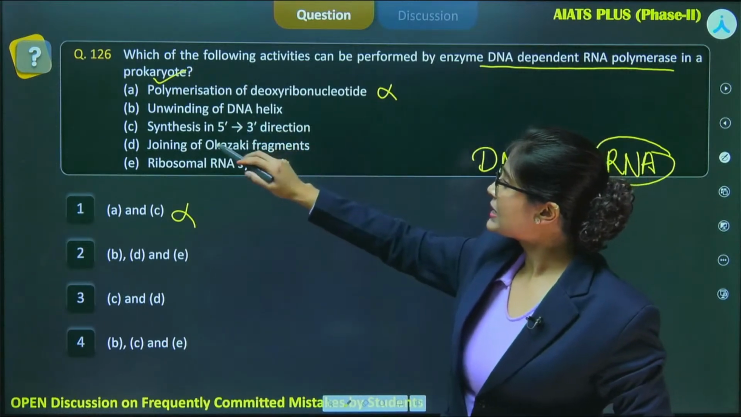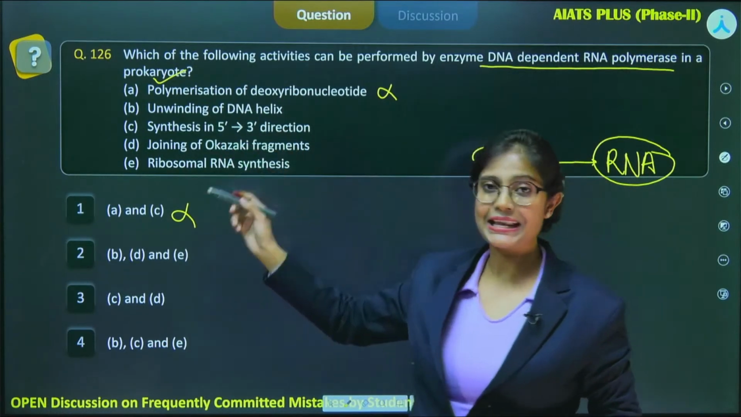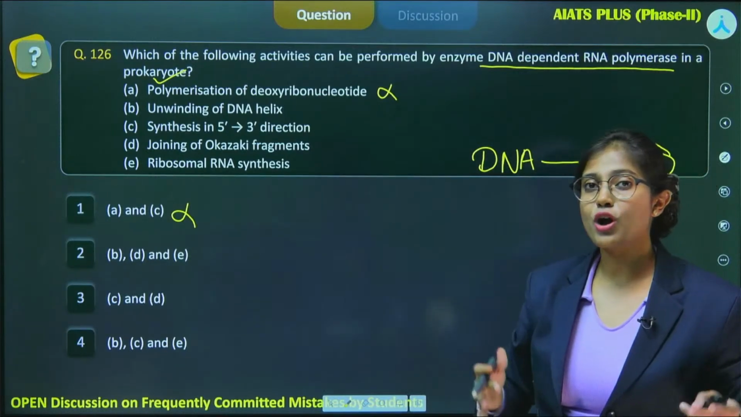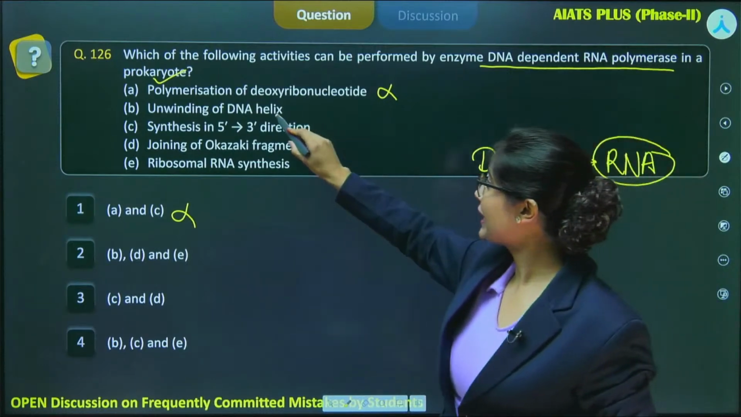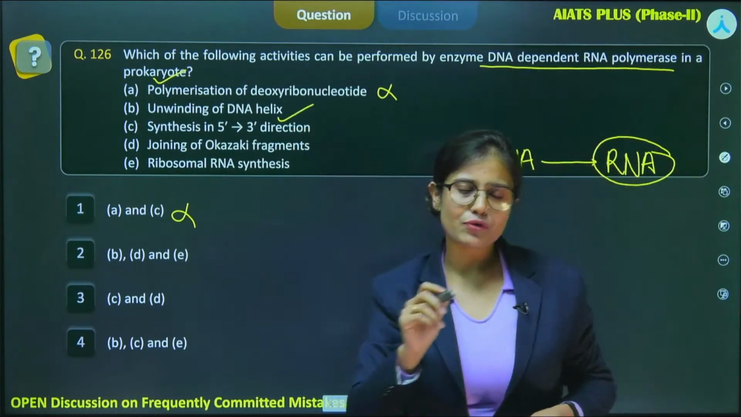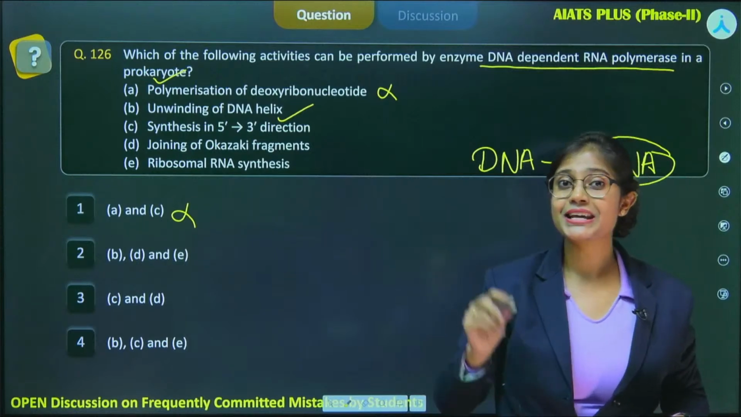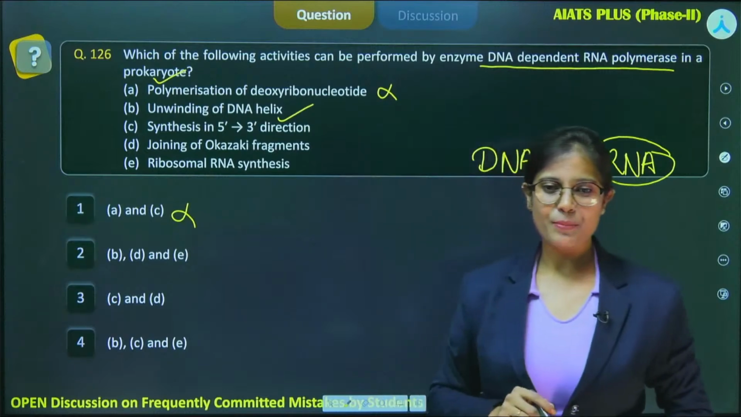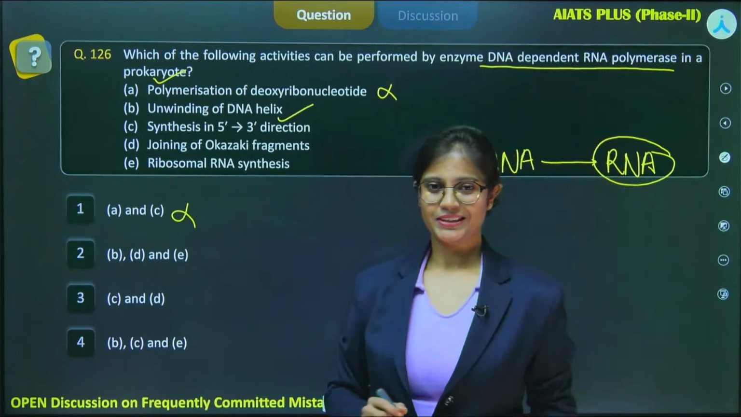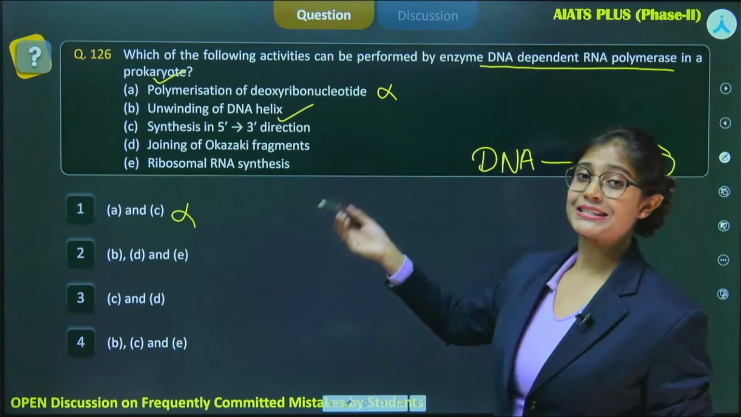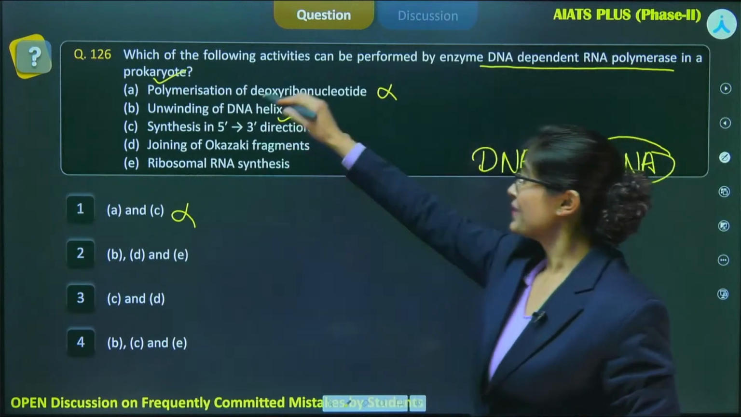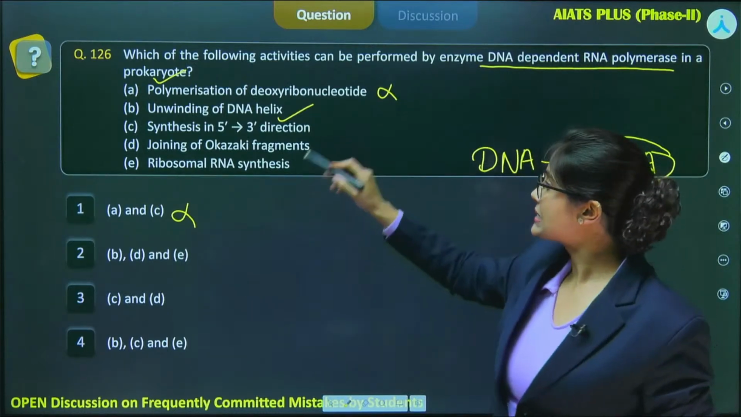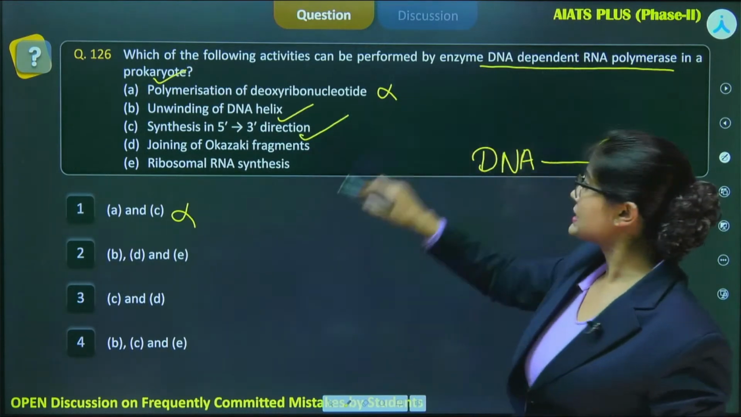Okay, now next one is unwinding of DNA helix. As I have told you, one of its functions is to facilitate the opening of DNA double helix, right? Now tell me the enzyme which is involved in the unwinding of DNA double helix during the DNA replication. Please write down in the comment box. Okay, in the meanwhile, let's see the next activity. Next is synthesis in 5' to 3' direction. Yes, it is also shown by this enzyme.